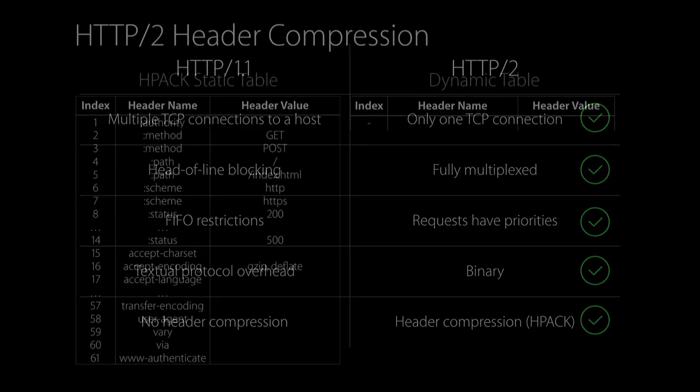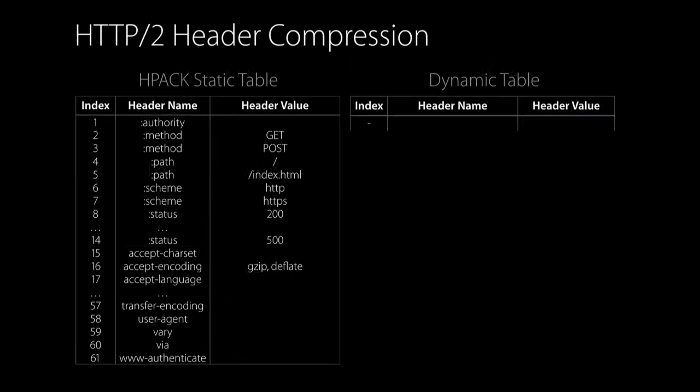Let's talk about HPACK. HPACK header compression is based on 2 tables, a static table and a dynamic one. The static table contains the most used HTTP headers and is unchangeable. The headers which are not included in the static table can be added to the dynamic table. The entries from the tables can be referenced by index.